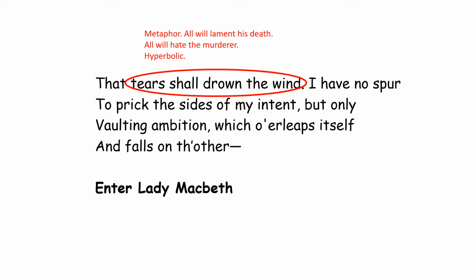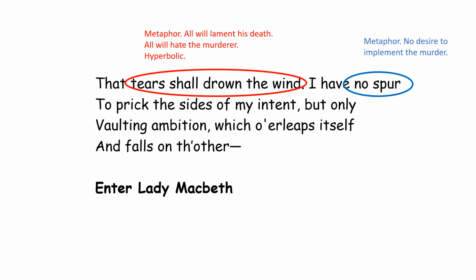The final sentence is, "I have no spur to prick the sides of my intent." I'm sure you know what a spur is. A spur is used at the back of a boot in horse riding, and when you use the spur on a horse, the horse moves forward and begins its journey. And this is a metaphor. Macbeth is saying, I have no spur to prick the sides of my intent. He doesn't want to implement this murder. He realizes that as soon as he kicks the horse, or as soon as he uses this spur, he is not going to be able to stop that journey.